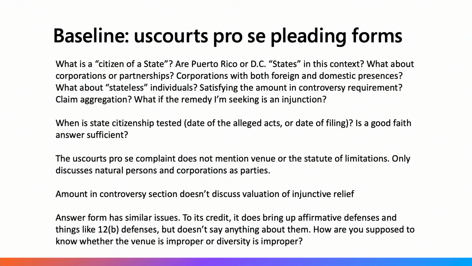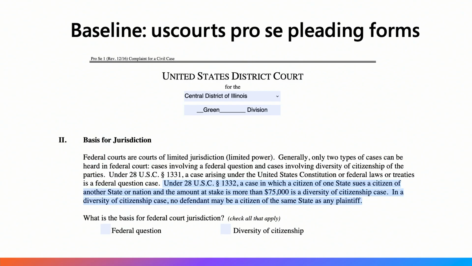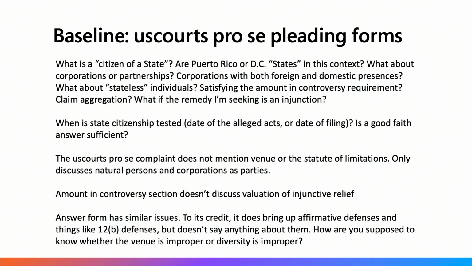Is it a corporation? Is it a partnership? Is it an LLC, S Corp, C Corp? When do you test state citizenship? The form explicitly mentions citizen of a state. Are they asking about when the thing happened that I'm suing about, or when I'm filing out the form? They actually don't mention venue anywhere on the pro se form. That's a key part of having your thing heard. They don't discuss how you actually value something like injunctive relief for the amount in controversy requirement.